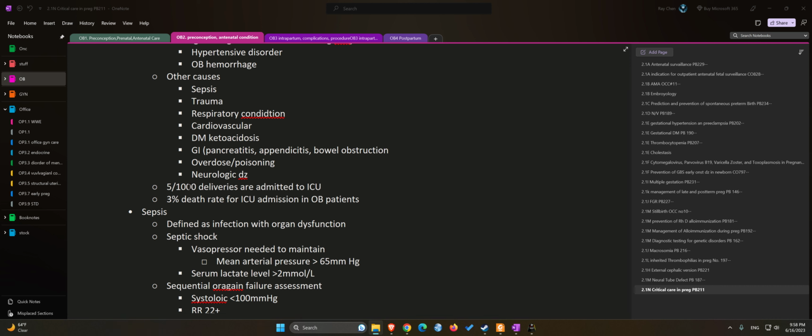5 out of 1,000 deliveries are admitted to the ICU. 3% death rate for ICU admission in OB patients.